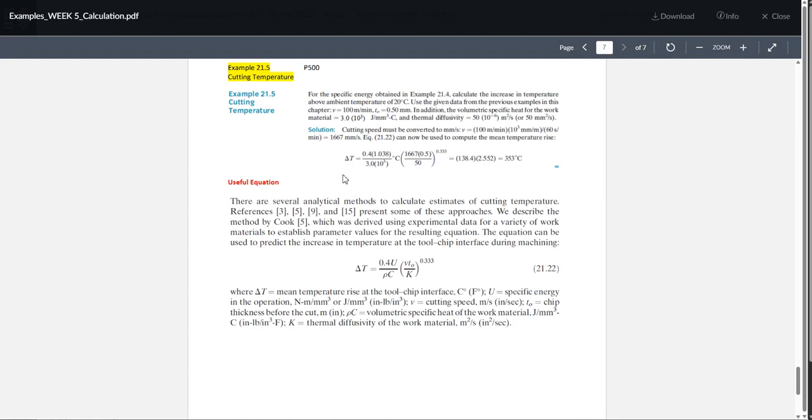The temperature difference during the cutting operation due to the friction can be calculated by using what we call the Cook equation. Temperature difference is going to be equal to 0.4 multiplied by the U, which is the specific energy, divided by the rho C, which is given here as the value for the volumetric specific heat of the work material, which is a constant value, multiplied by the velocity times the thickness divided by the K, equation 21.33.